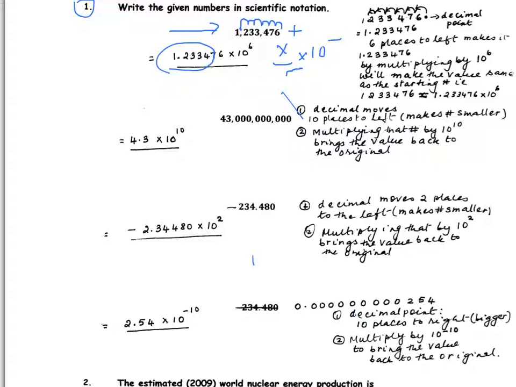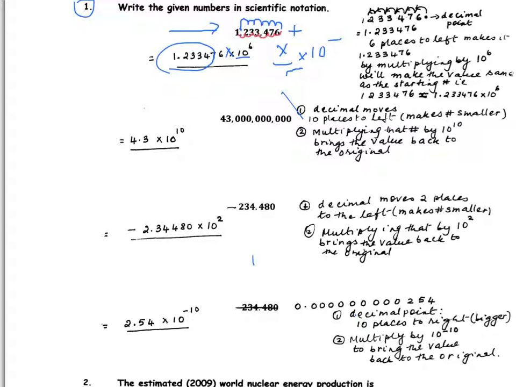So what I have here is 1.233476 times. Now I need to make sure that the value of the number remains exactly the same. We're only going to write it in a different form, but we cannot change the value. So how do I make sure that the value of the number is the same? I multiply with 10 to the 6th power. When I multiply with 10 to the 6th power, the decimal point that I moved to the left by 6 places is going to move back to the right by 6 places. And this makes sure that the number is unchanged.